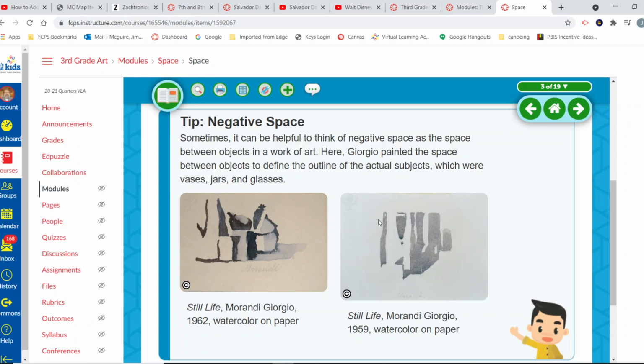Same thing here. We have positive shapes, these positive spaces, and then we have all of this big negative shape and negative space in between those positive spaces.